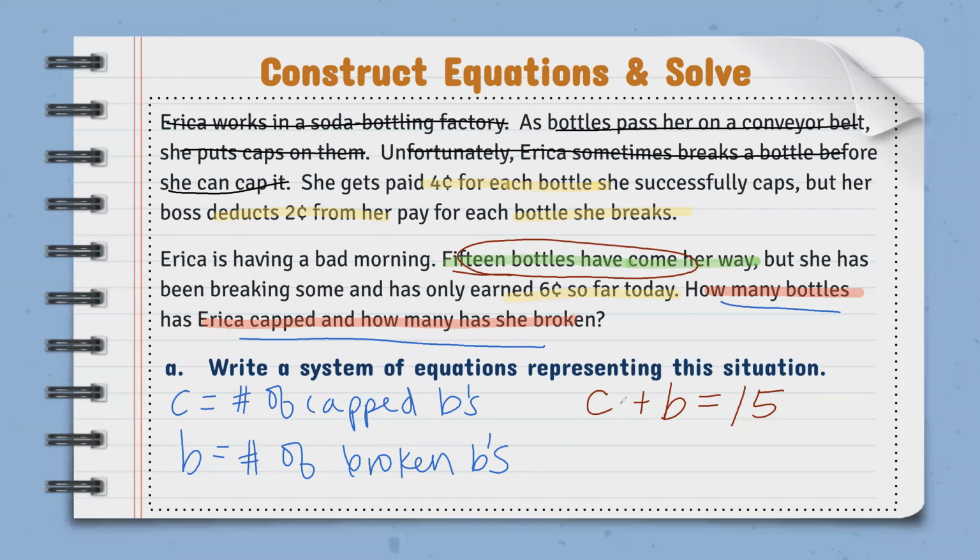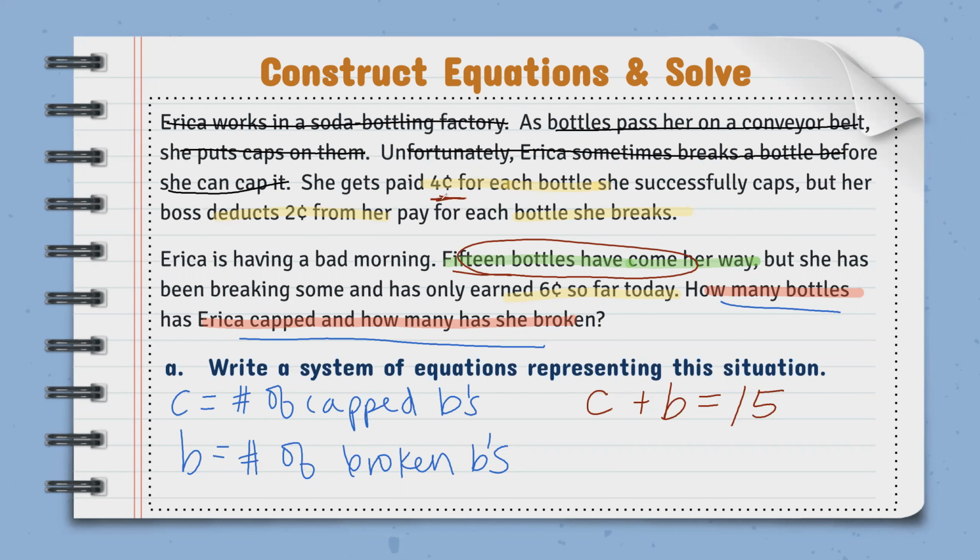We don't know how many, but added together, we know she's had 15 bottles go past her. Then the other one starts talking about cents, and usually the second equation will have to do with some kind of unit of measure. So in this case, it's cents. Sometimes it's dollars, ounces. Okay, so look for those clues in a word problem.